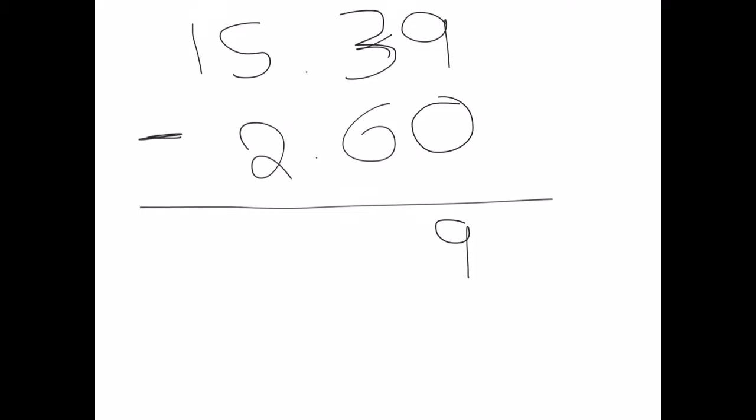3 minus 6 can't happen, so next to the 3 we make it 13. So 13 minus 6 is 7, and the one that we use for the 3, we put it at the 2, so it's 5 minus 3, which is 2, and then 1, and that's it.